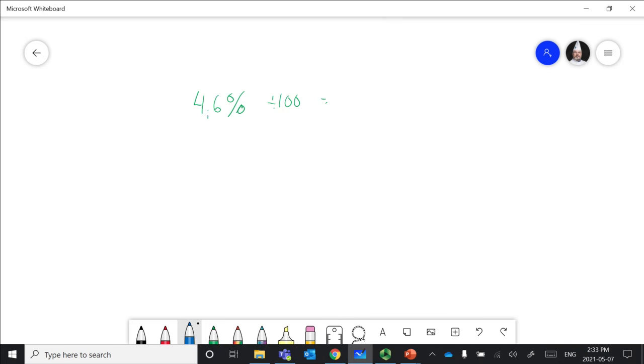So in this case, we have our decimal there. It's going to go 1, twice. Our decimal is going to be over here. So we got to put in a 0 and a 0. So we're going to have 0.046 is our original number.